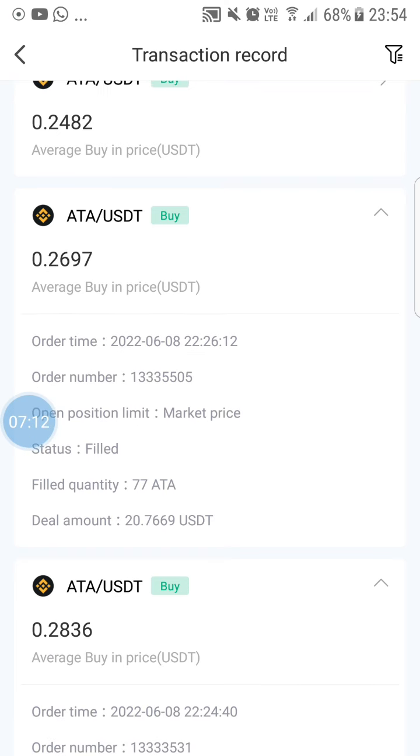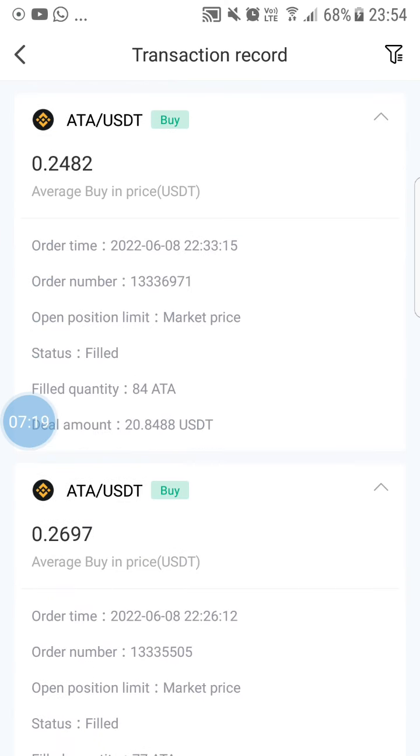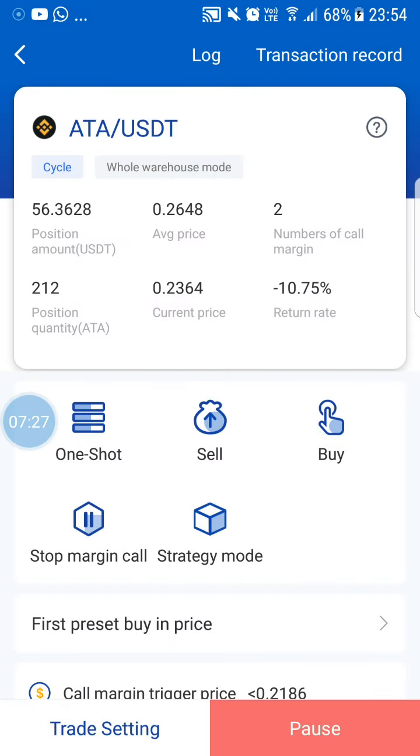You see 20.76. That is the best amount that the bot could place there. There will always be some minor slippage here and there when the bot is placing orders. Yeah, that's it. So at least you are able to see how the trade settings are working.